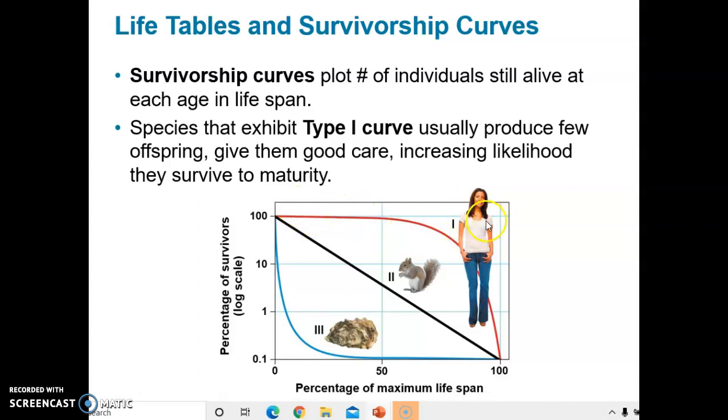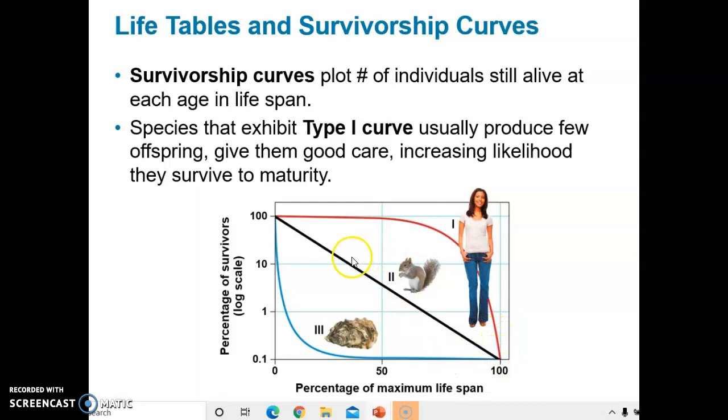So let's think of humans. We have relatively few offspring, and generally, hopefully, we give them a lot of parental care, and then the offspring tend to survive until adulthood. Remember the life tables we looked at earlier. Mortality increases, meaning the percentage of survivors drops as we age.